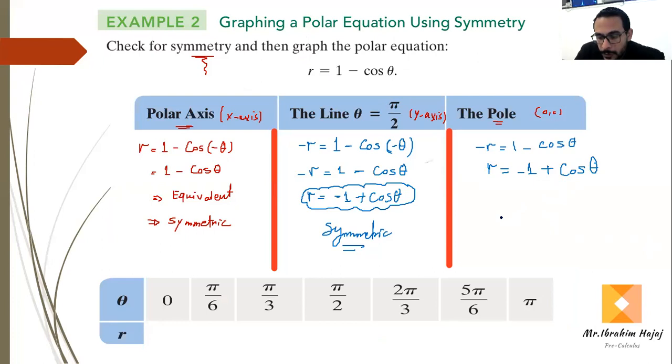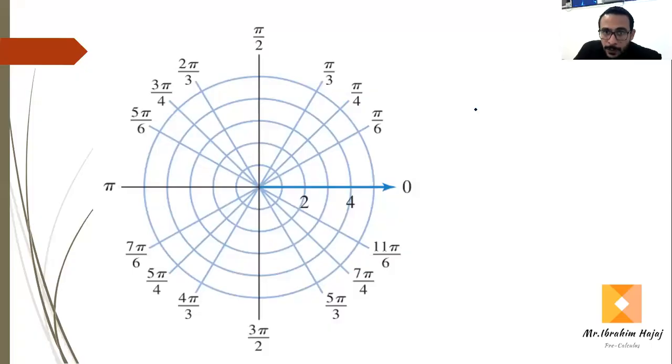Okay, let me go to your page. Do you have this page, guys? I would like to check something here. One of them is not right. Which page do you have? One minute. I would like you to check the answer here. One more minute only. The equation is r equals 1 minus cosine theta.